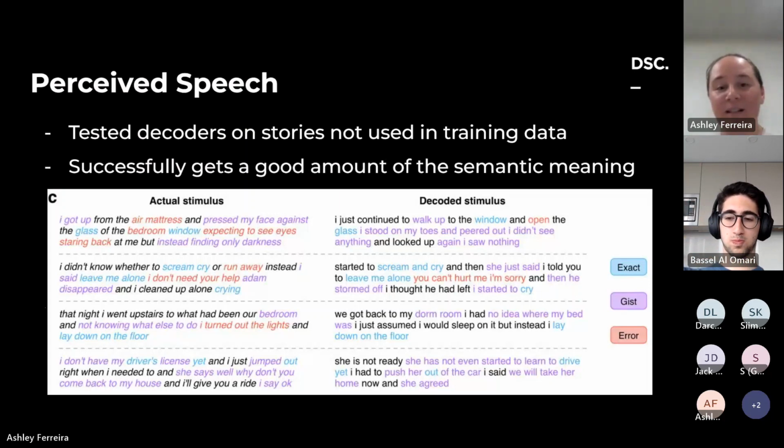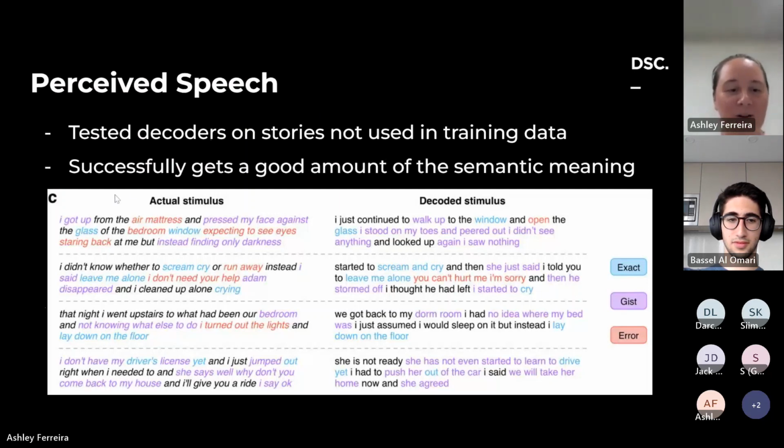And then they were successful at a good amount of the semantic meaning. There's a bunch of examples here. Maybe we'll just walk through the first one. Hopefully one of the general things you'll see is the blue is exact matching of words, which is really cool. The purple is getting the general gist of what's going on, and the red orange is error.